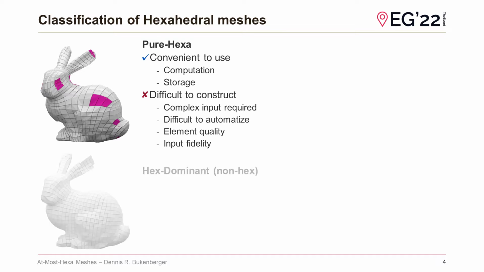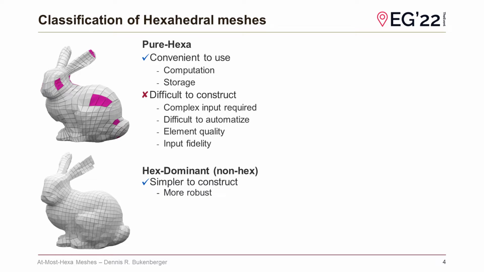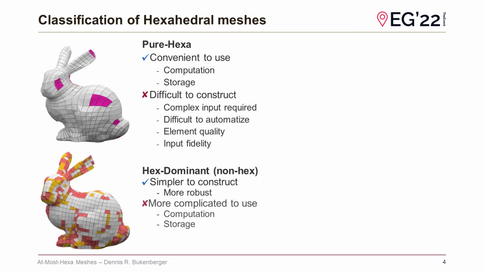Then we have an alternative called hex-dominant. They have an easier life at producing their output because they relax the definition of a hex mesh. And they do so by allowing for elements that are not hexahedra. This is great for them because robust automatic production of hex meshes can really use that help. But on the other hand, it considerably complicates the usability of the output. The visualization here shows elements simpler than hexahedra in yellow, and the more complex arbitrary polyhedra are shown in red.